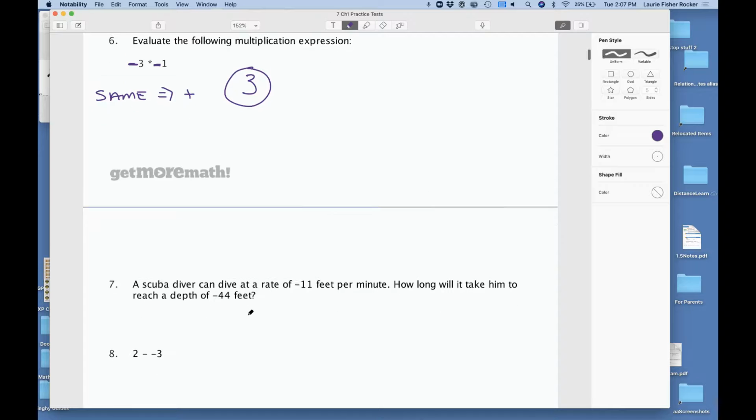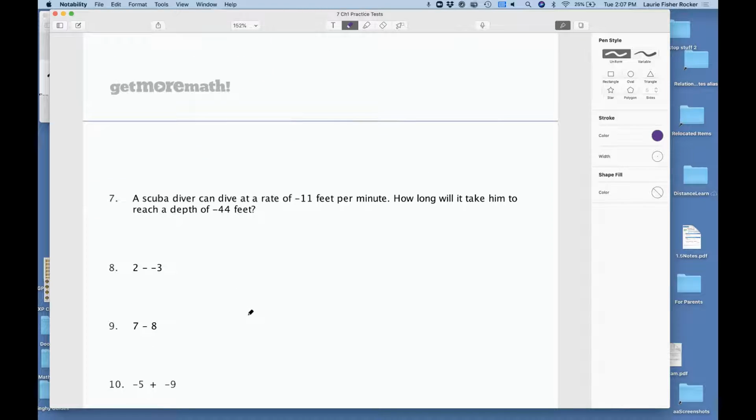That's invisible math. A scuba diver can dive at a rate of negative 11 feet per minute. How long would it take him to reach negative 44?